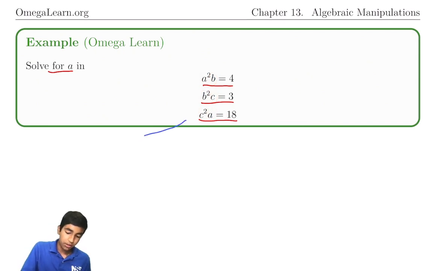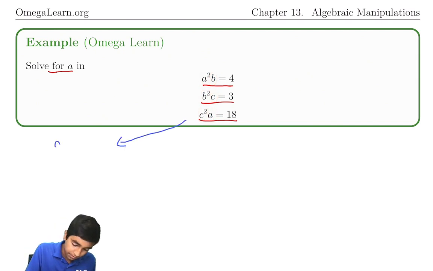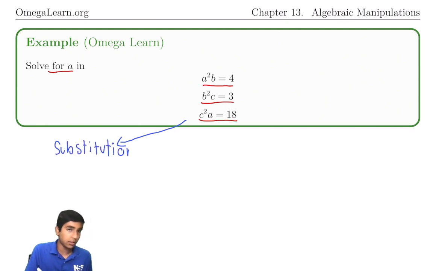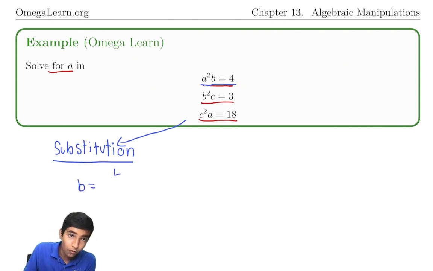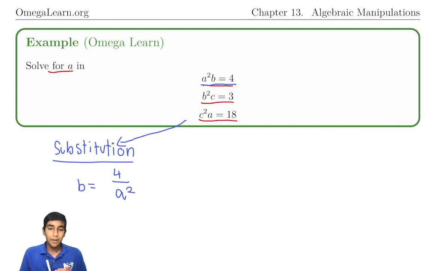Let's explore them both. The first way is substitution. Now, I'm sure you've heard of this to solve two variable equations, but the truth is, it can solve equations much more complicated than that. So how can we solve this with substitution? First of all, let's take a look at this first equation. How can we find the value of b in terms of a? Well, b equals 4 over a squared, since a squared times b is equal to 4.